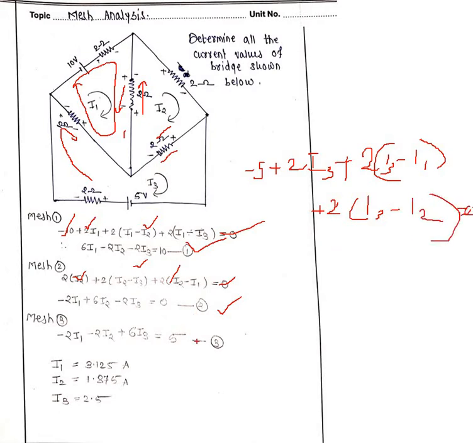Simplify and you will get the third equation. Then solve that and you will get I1, I2, I3. So what is step number 1? Step number 1 is to assume the current arrow. Step number 2, what is that? In the loop, write the equation. Step number 3, what do you want to do? Solve equations 1, 2, 3 to find I1, I2, I3. That's all about mesh analysis.